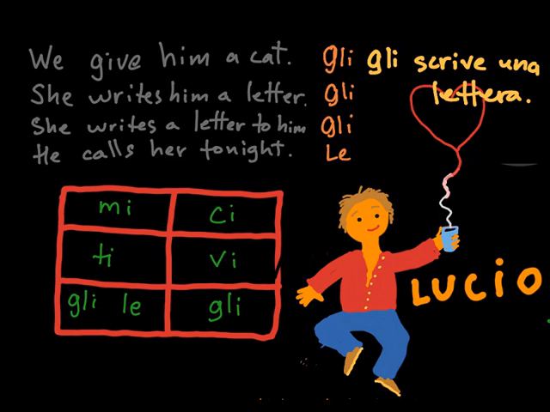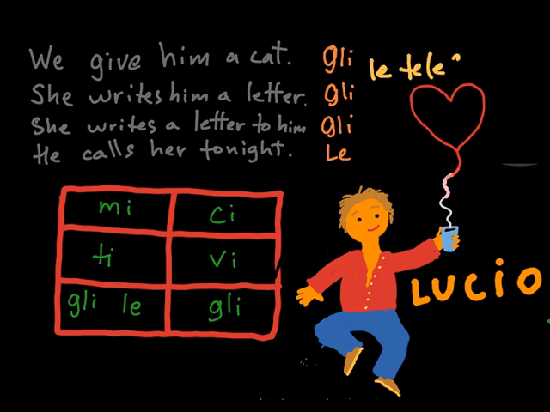And then the next sentence is he calls her tonight would be le telefona stasera. He calls her tonight, okay? Because that le, it is to her and not to him, because he will call his girlfriend tonight. So Lucio is happy, had his coffee, he's in love, everything is good. His girlfriend wrote to him.